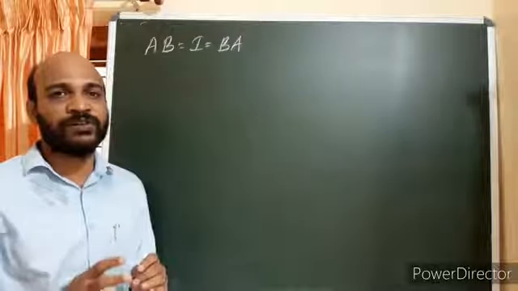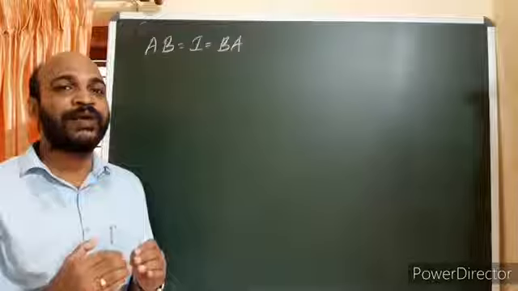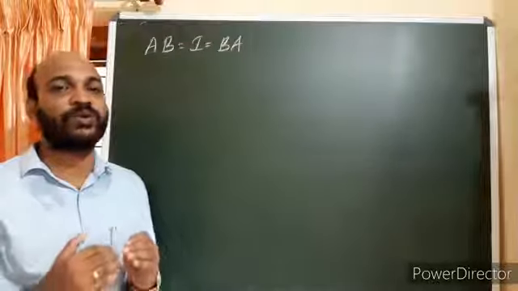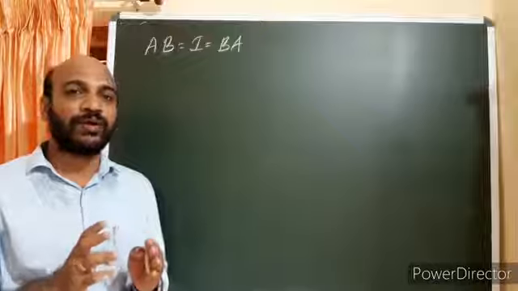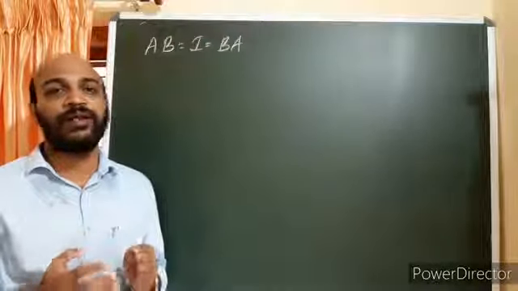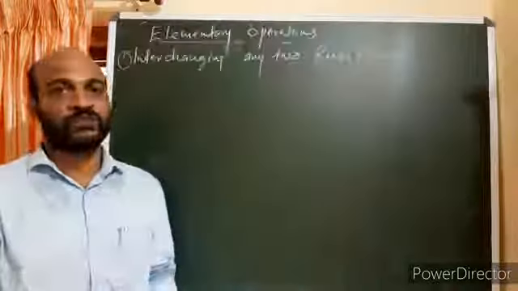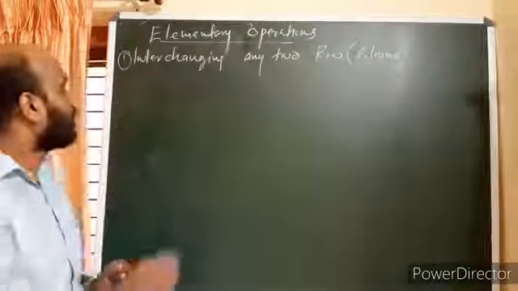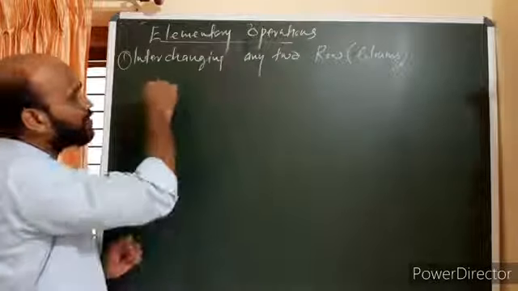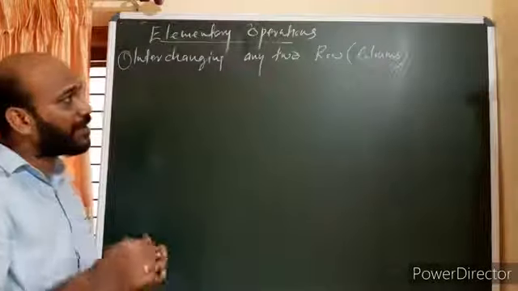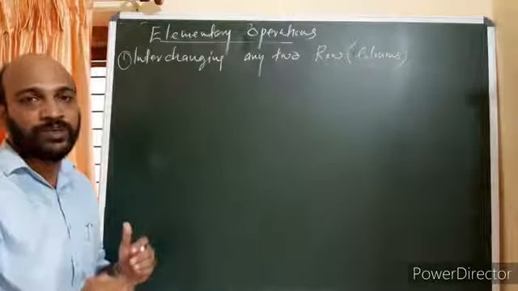For finding the inverse of a matrix, we need to know some rules, that is elementary row operations and elementary column operations. There are 6 properties, 3 elementary row operations and 3 elementary column operations. First I will explain that. Rule 1: interchanging any 2 rows or interchanging any 2 columns. We can interchange any 2 rows of a matrix or any 2 columns of a matrix.